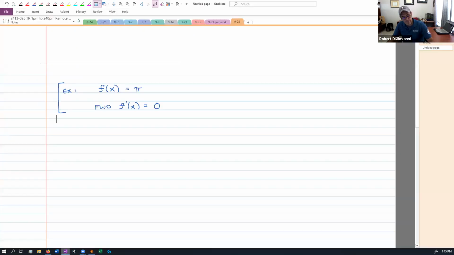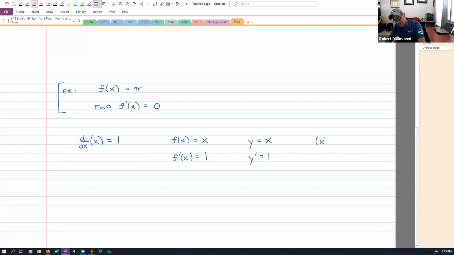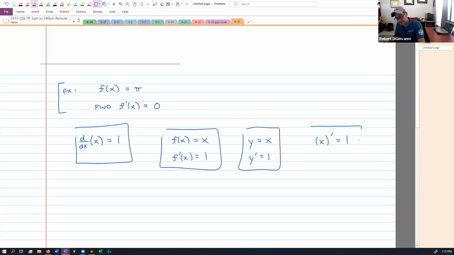So let me write that down. The derivative of x is 1. Another way of writing that would be if f of x equals the function x itself, the derivative of that would be 1. Another way would be if y is x, then the derivative of that is 1. And another way is to put x with a prime mark on it and say that's equal to 1. All of those are different notations for the same exact idea.